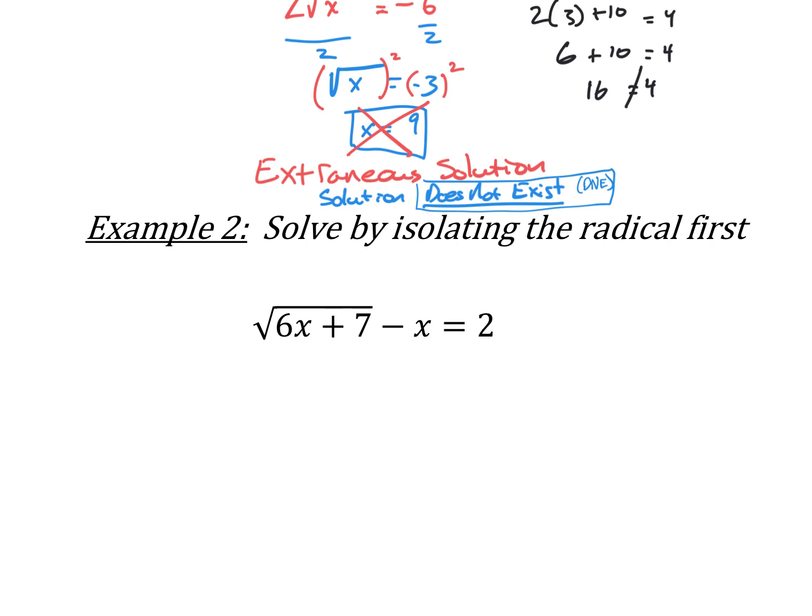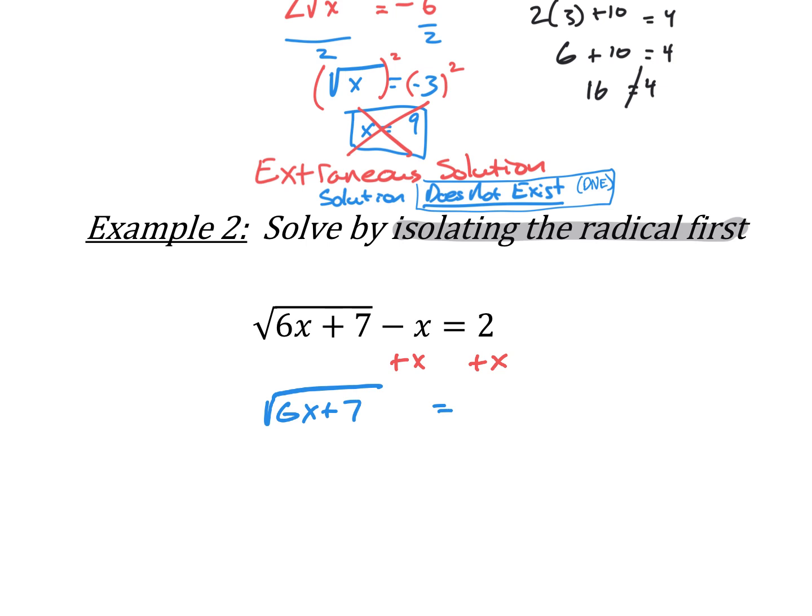All right. So the key here is we want to isolate the radical first. Just like we did before, we had to get that radical all by itself. So let's do that. We can add x to both sides. Remember, x is just a number, so we can move it in the same way as a number. And so that leaves us with 6x plus 7 equals 2 plus x.